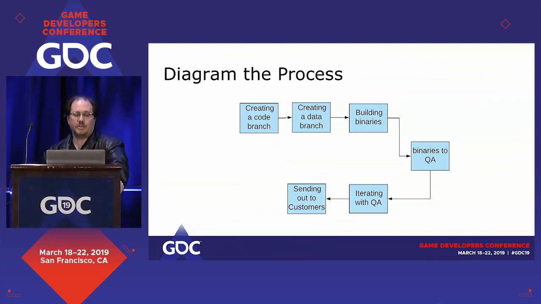We've got to create a code branch, we have to make a data branch, we've got to build some binaries, we've got to get those binaries over to QA. We have to iterate with the developers and QA to get the product polished. And then we have to send that out to customers. It's very high level, but if you were to drive into any of these steps, you'd find that there's a lot of questions and a lot of things going on.